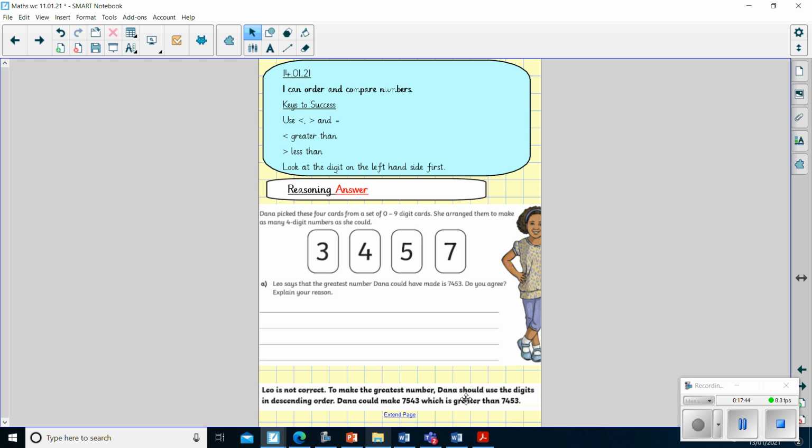Okay, so here's the answer to our reasoning question today. So Leo is not correct. To make the greatest number, Dana should use the digits in descending order. So descending order, remember, is when the numbers are getting smaller. So Dana could make 7,543, which is greater than 7,453. So by swapping the 4 and the 5, so that you've got 500s, it would make the number greater. Well done if you spotted that greater number.